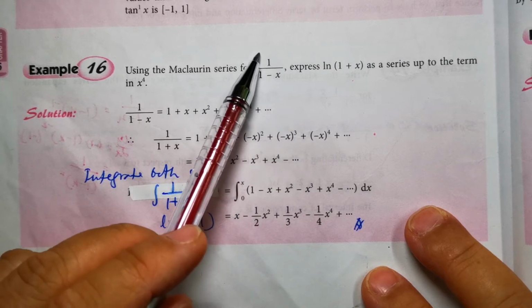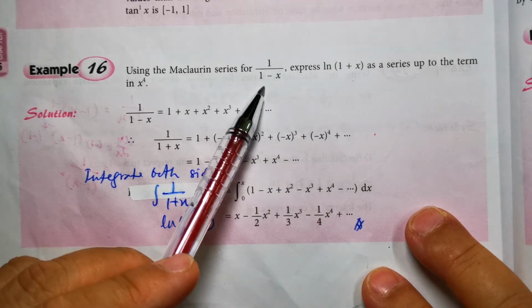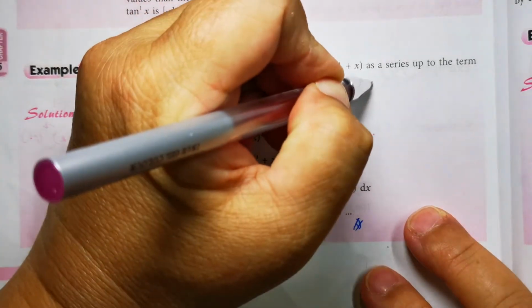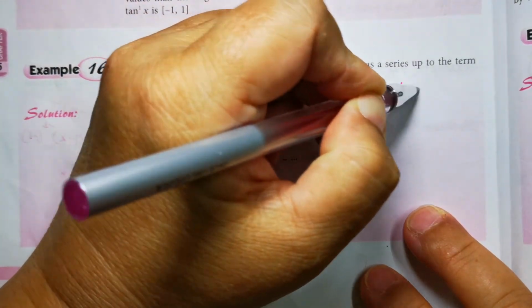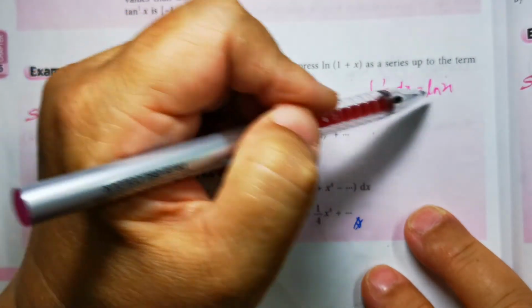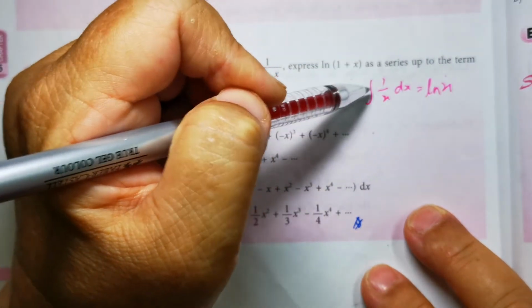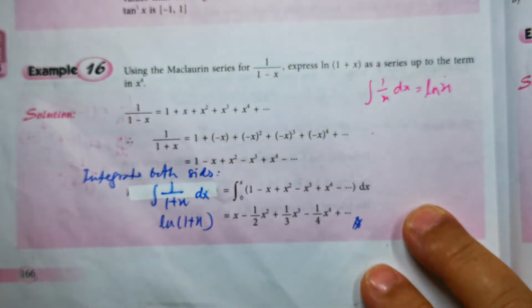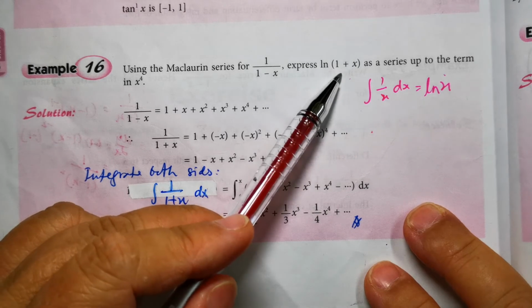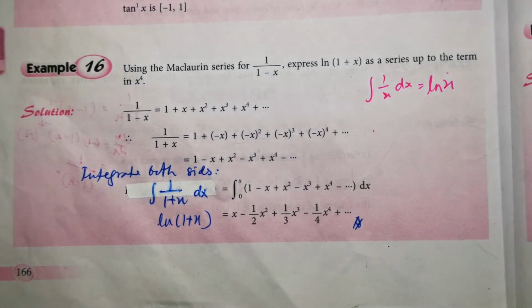So you see, the original function is 1 over 1 minus x, and we want to get ln. We know that if we integrate 1 over x, we get ln x. Remember, differentiate ln x, you get 1 over x. So integrate 1 over x, you get ln x. So if you have 1 over 1 minus x and you want to get it in ln, we know that we have to integrate it.